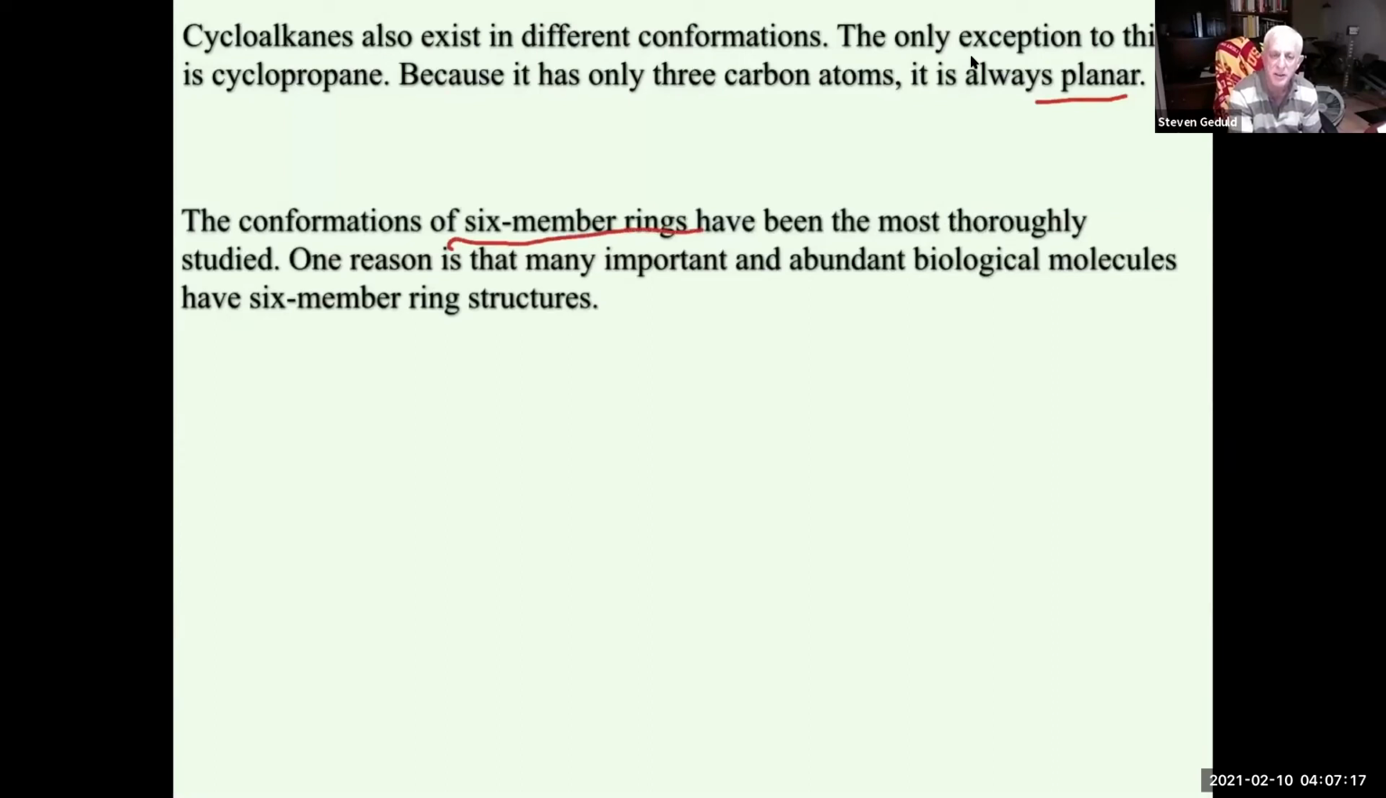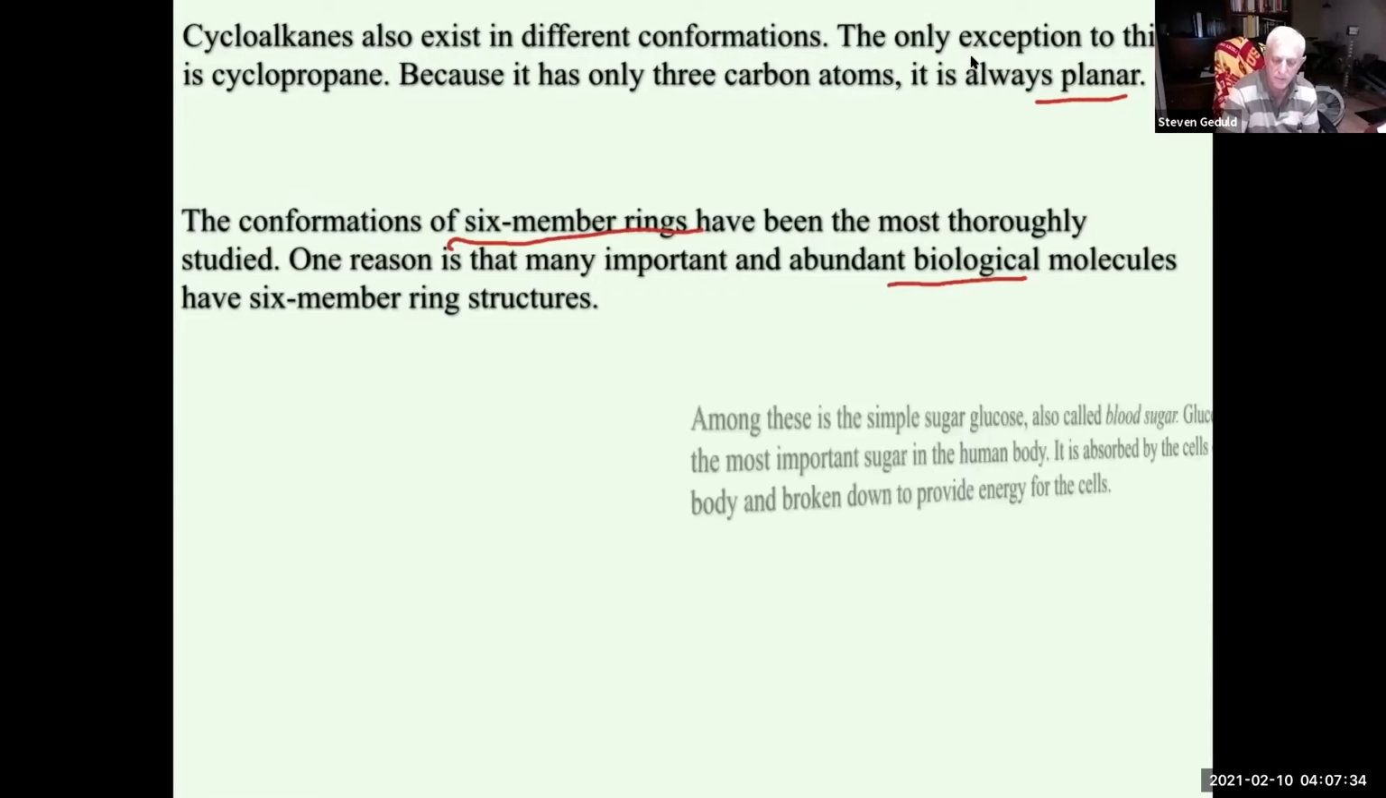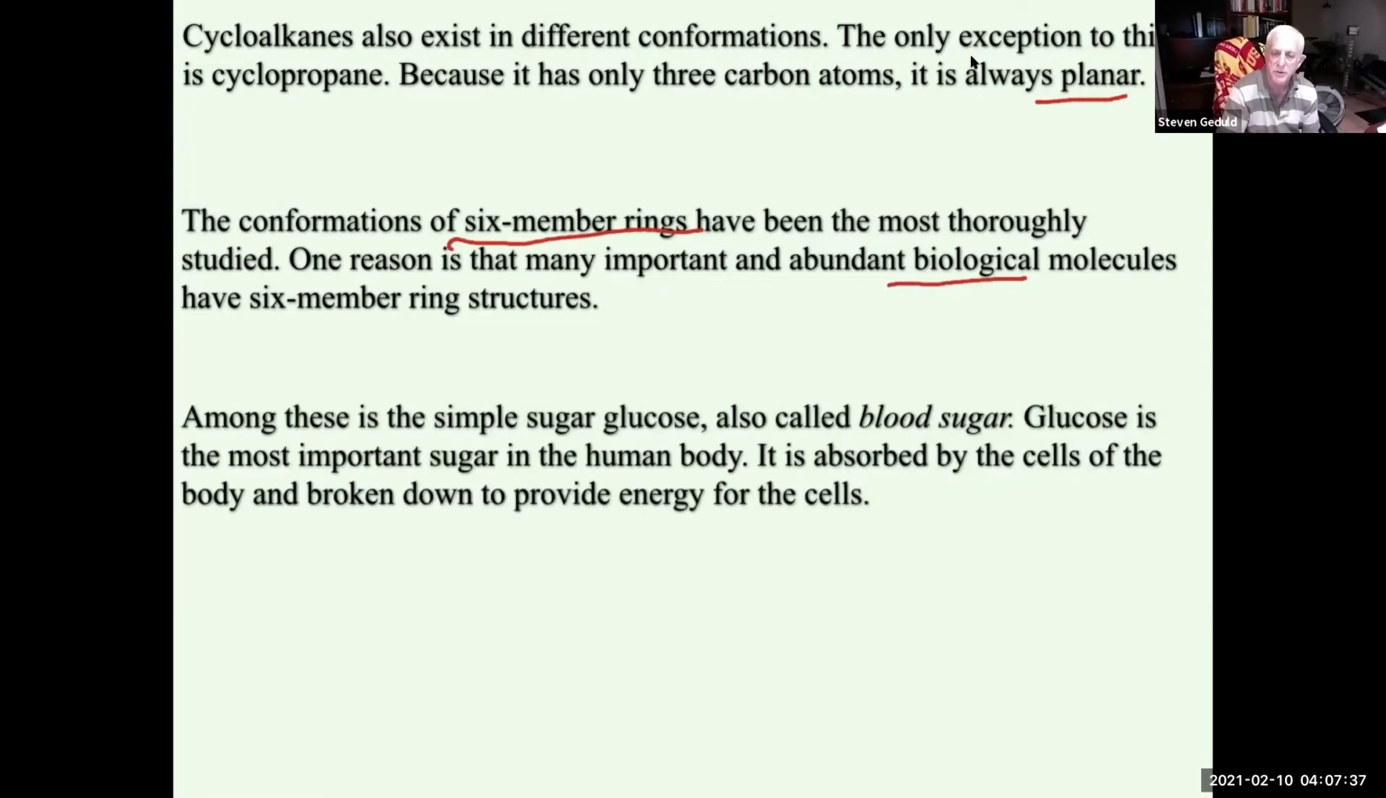That's the one that's always studied, because these are important biological molecules like benzene, glucose. All these are 6-carbon rings. So everybody studies these, and they've come up with different configurations that these rings take on in space, even though they're ring structures. So glucose, this is one we study a lot. That's our blood sugar. That's the most important sugar in the human body. It's absorbed by cells of the body and broken down to provide energy for the cells, provide ATP. So glucose produces ATP in the body.